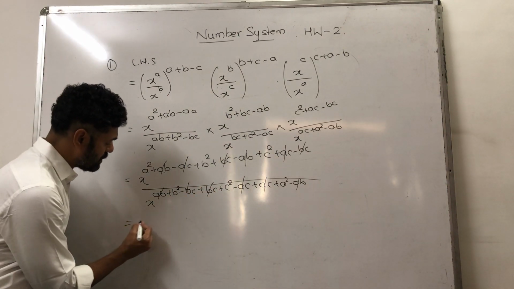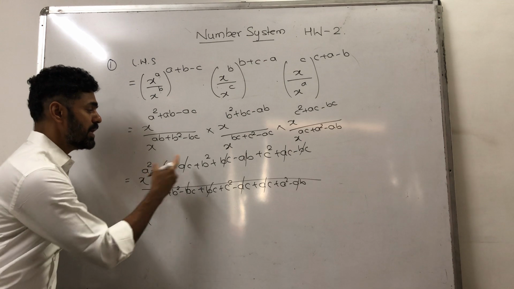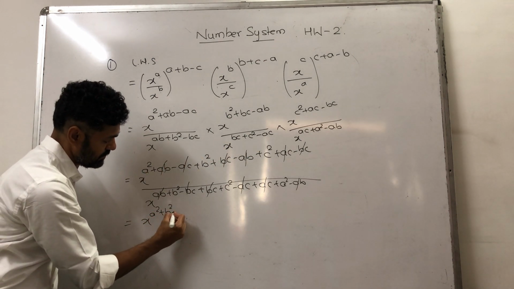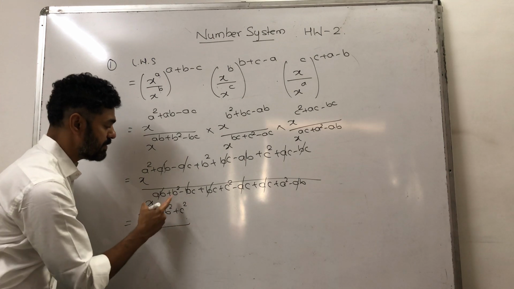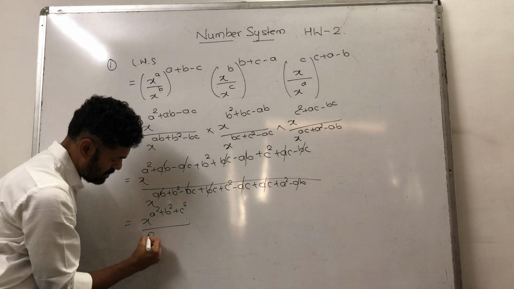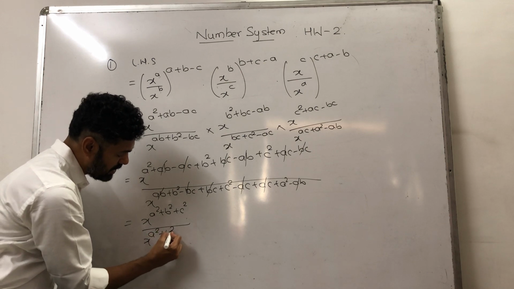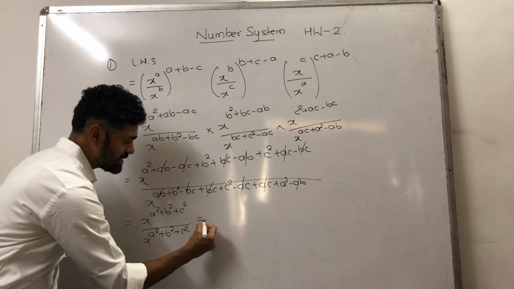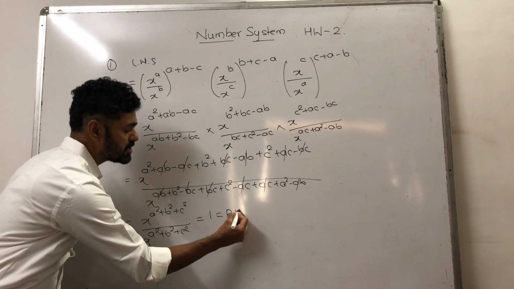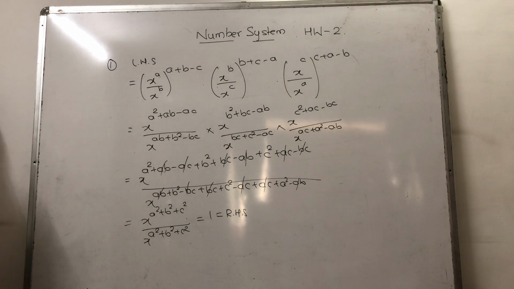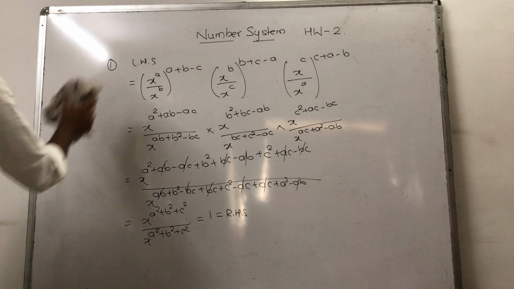So now what we have in the numerator is x raised to a square plus b square plus c square. Same way in the denominator we have a square plus b square plus c square. So what do we notice? We notice that we have the same term in the numerator and denominator, it gets cancelled. This will be equal to 1. This is your RHS. So this is the first sum of the homework sheet. I'll erase this.